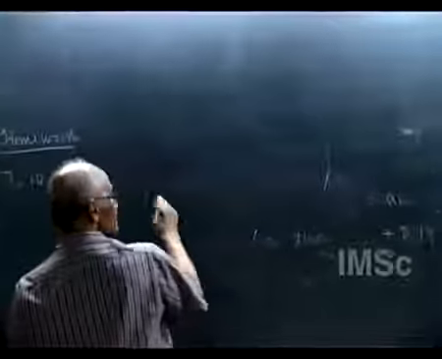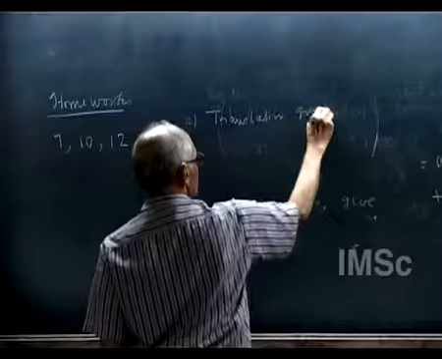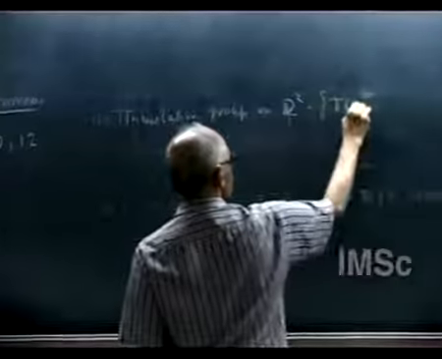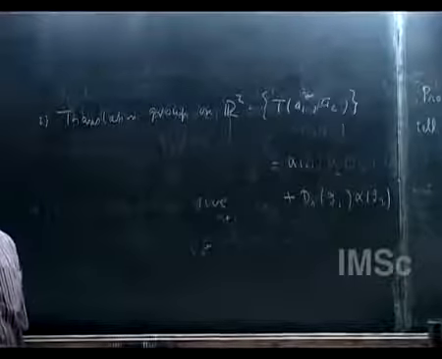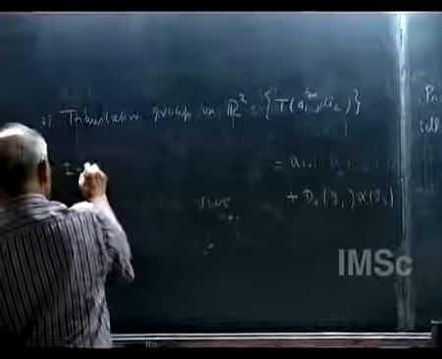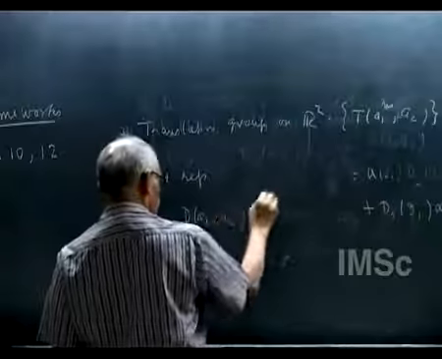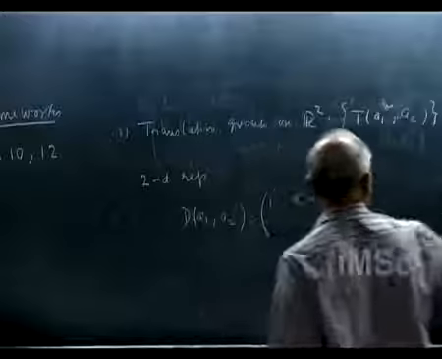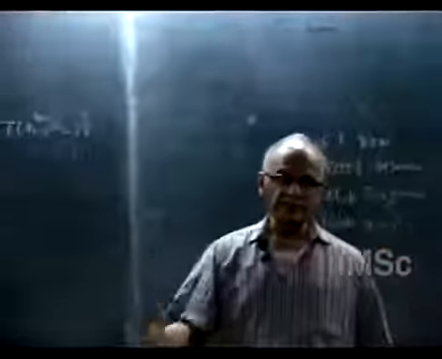Now, if I take the translation group on R2. So, I have two variables. So, the elements of this group will be now T of A1 A2. This is a two-dimensional representation, say, 2D rep. It will be D of A1 A2. I will write this as 1 A1 plus i A2, 0 1. This is good because here things add, and since I have put a complex number, you can separate the real and the imaginary parts.